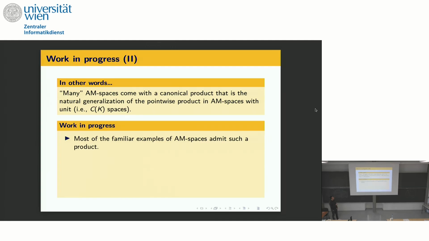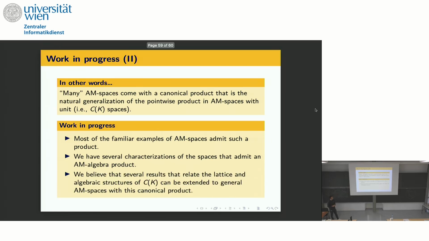And okay, so I think we can generalize many results from the C of K setting, the case where you have an ordered unit, to when you only have approximate ordered units. And many familiar examples of AM spaces admit such a product. So it is natural to consider this product in the well-studied theory of AM spaces. And as I said, several results that relate the lattice and algebraic structures of C of K can be extended to these general AM spaces that admit this canonical product.